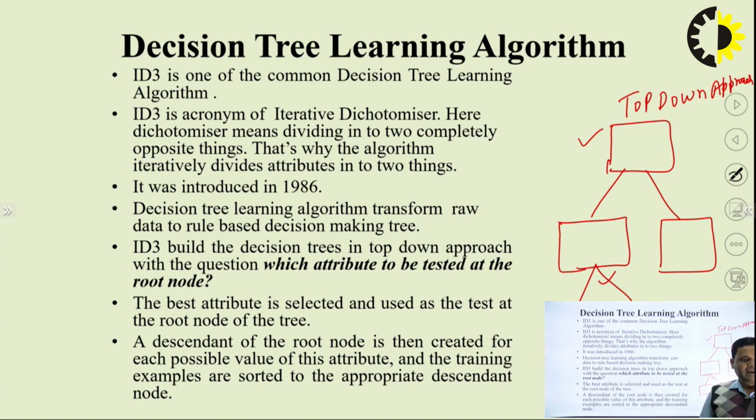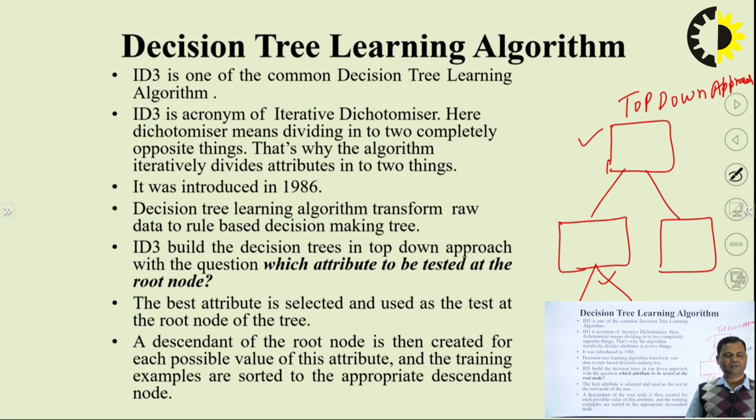ID3 builds the decision tree in a top down approach with the question of which attribute to be tested at the root node. This is the particular thing that matters in the case of the decision tree: which attributes will be selected for the root node. The best attribute is selected and used as the test at the root node of the tree, and a descendant of the root node is then created for each possible value of this attribute.